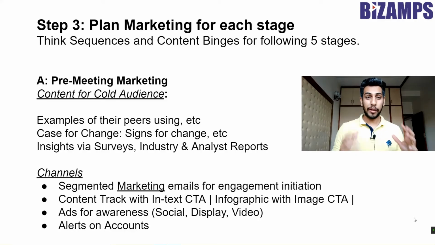So now, putting it all together for our content and graphics people, what do we actually have to do? We have understood the different buying stages. Now whatever content, graphics or assets we're going to produce will come in five stages. Stage number one, as you can see on the screen, is pre-meeting marketing, where the audience is cold.